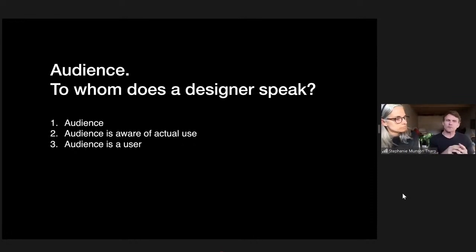The second one is where the audience is aware of some actual use, whether at some previous time or they may be witnessing use right there and then. And then the last one is where the audience themselves is a user. And all of these have strengths and weaknesses, advantages, and disadvantages.